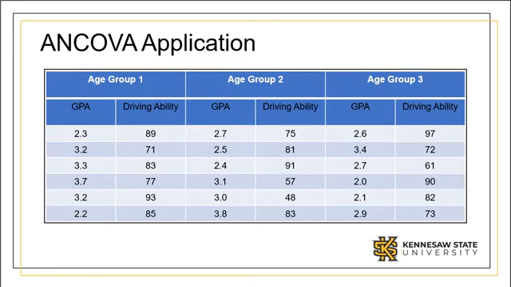For an ANCOVA, we will be controlling for the driver's GPA because we believe that the effect of age on driving ability will depend to some degree on the academic performance of the driver. The table here shows how the data could be organized.